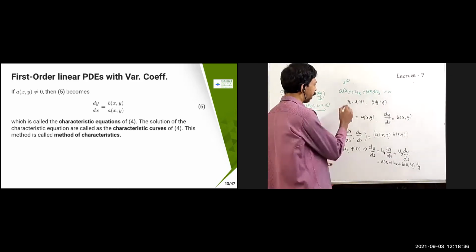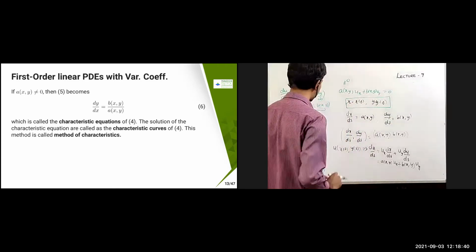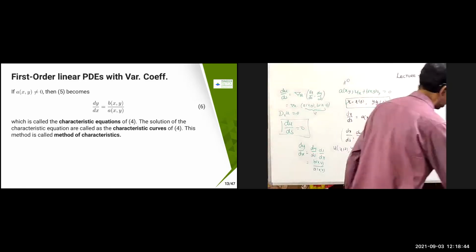So our idea is that you need to find x equal to x(s) and y equal to y(s). If you are solving that, then you can find this. So for that also some easy method is there. Let us see how to do that.